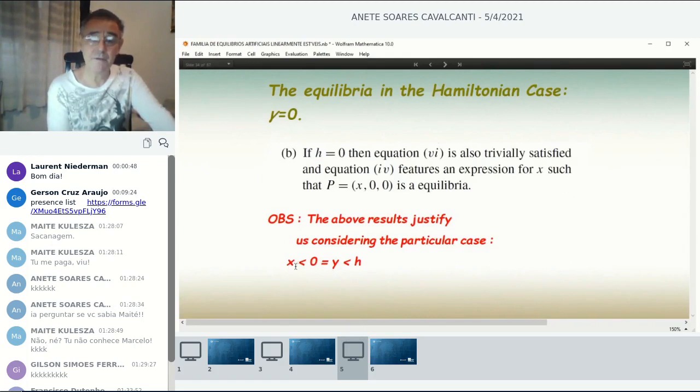X is different from 0, so as we want to study the problem in which the sail is behind the sun in relation to Earth, we consider x negative, and h could be either positive or negative, and there's no difference in considering either one of the cases, so we consider for simplicity the case h bigger than 0.